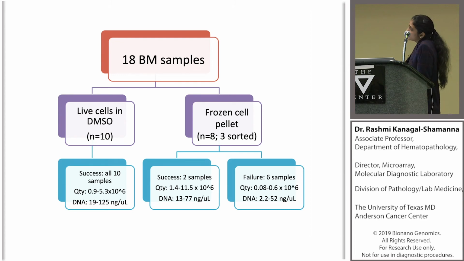In 6 samples, the number of cells were not sufficient, but we still tried to play with it, but those were not successful. So across the board, if we used the predetermined cutoff of 1 million cells and 36 nanogram per deciliter DNA, pretty much all the samples were successful.